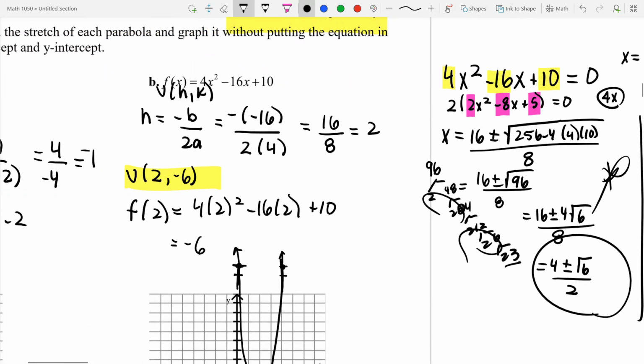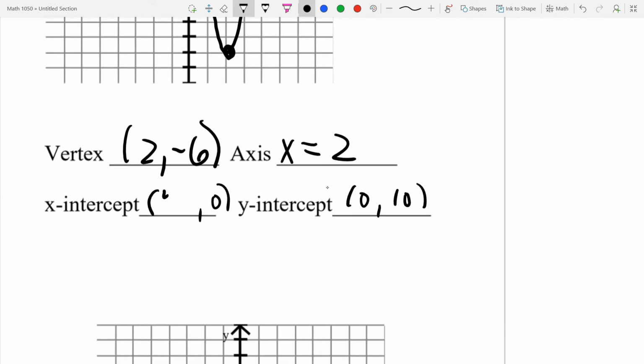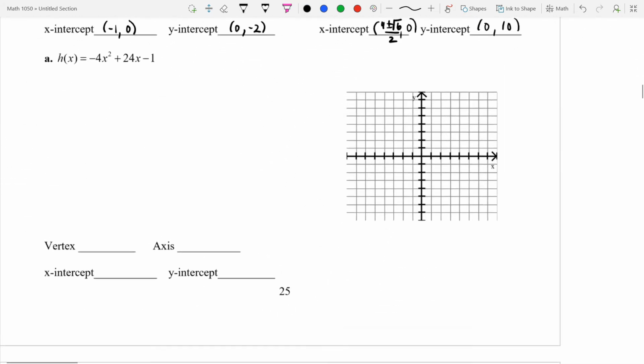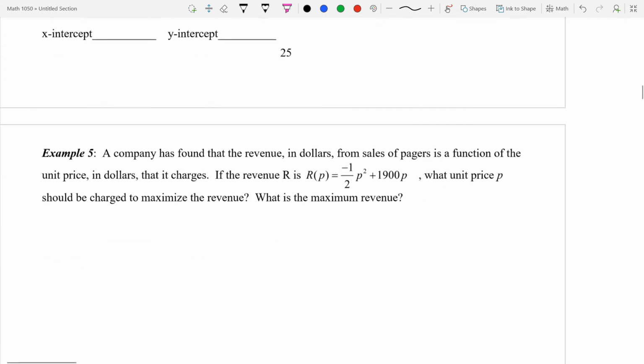So come over here, go to this right here, and write down 4 plus or minus the square root of 6 all over 2. Is that what it was? Yeah. Okay, comma 0. This one right here, I don't think it's necessary, and it also doesn't really work out right. So we're just going to skip that guy, okay?